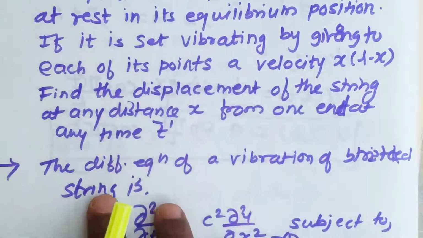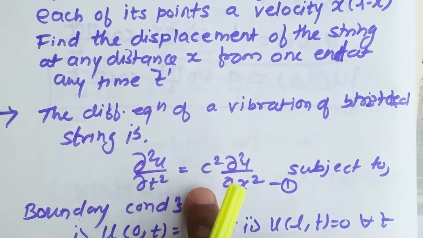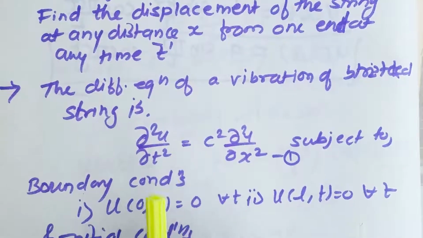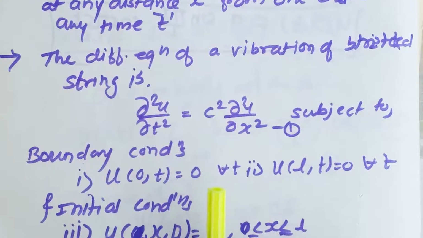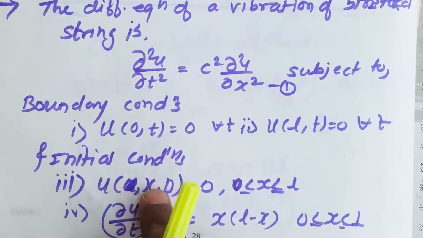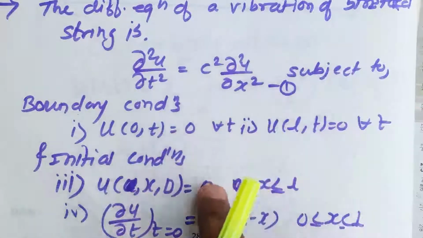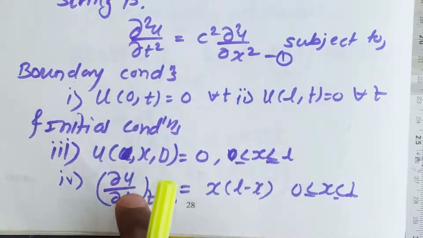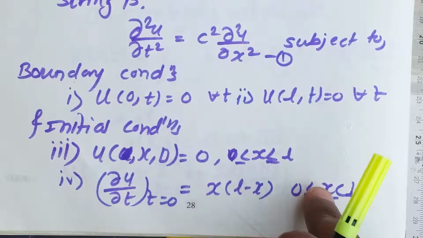From the given information, the differential equation of vibration of a stretched string, we know, is the wave equation del square u by del t square equal to c square del square u by del x square, subject to the conditions. Boundary conditions are always fixed. At boundary points x equal to 0 and x equal to L, the displacement is 0, there is no vibration, no deflection. And the initial conditions are very important. Initially there is no displacement, u of x comma 0 is 0, the string is in the equilibrium position. And the velocity del u by del t at t equal to 0, the initial velocity, is x into L minus x for 0 less than x less than L.